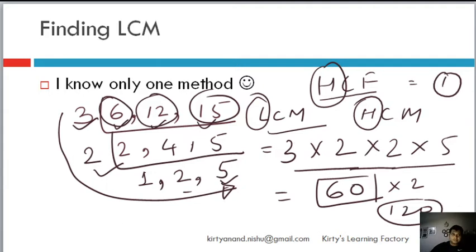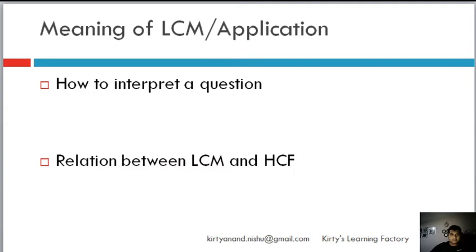So this is very important to understand. A lot of people don't understand the relation between HCF and LCM. So let's see it ourselves.